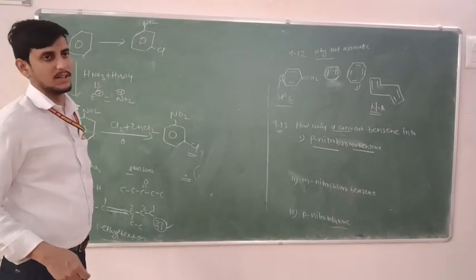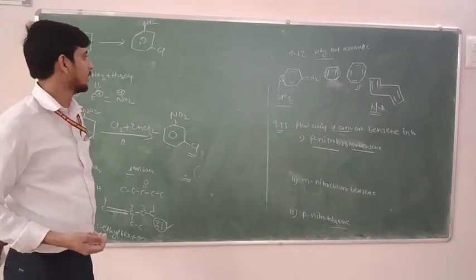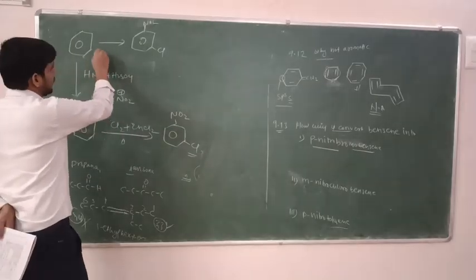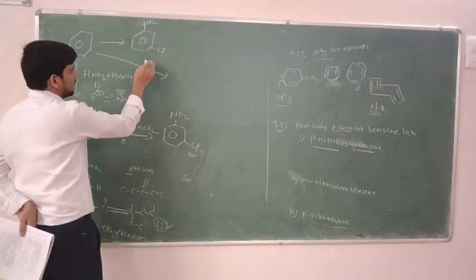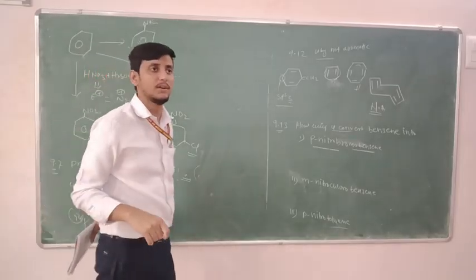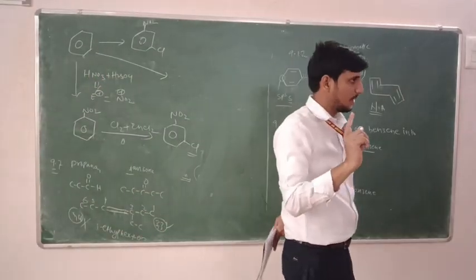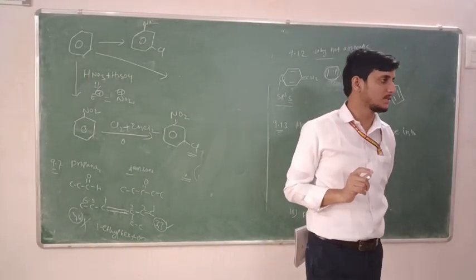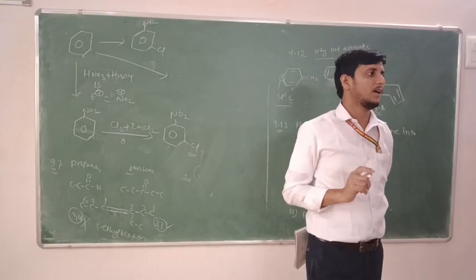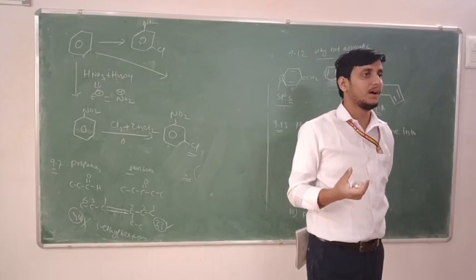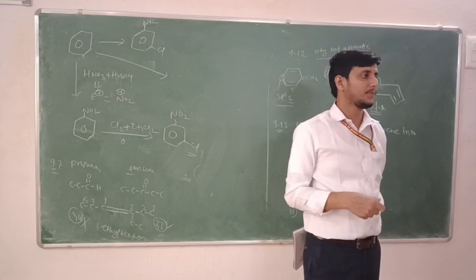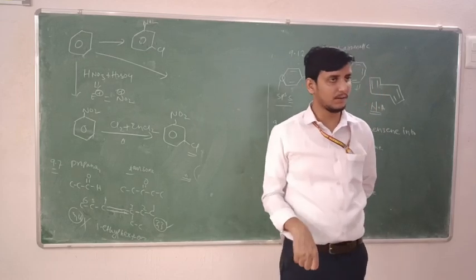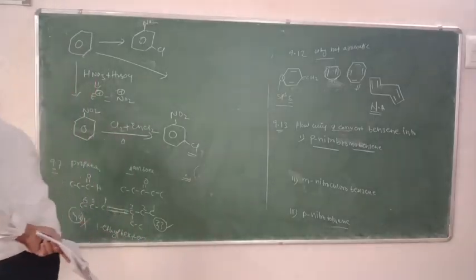Para-nitrotoluene, how will you convert? One step or two steps? Para-nitrotoluene means from benzene to para-nitrotoluene. First of all, what will you add here? CH3, right? That reaction name is Friedel-Crafts alkylation. What is the electrophile here? Alkyl. Generally say alkyl.